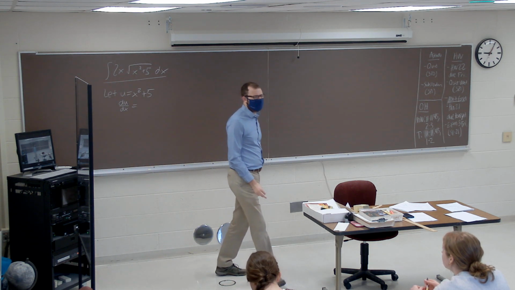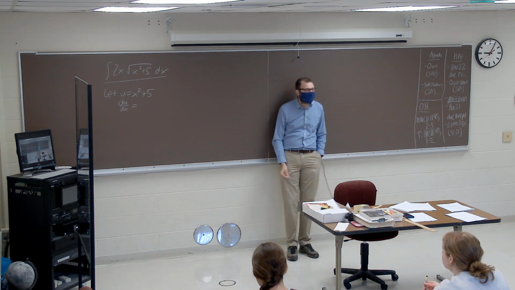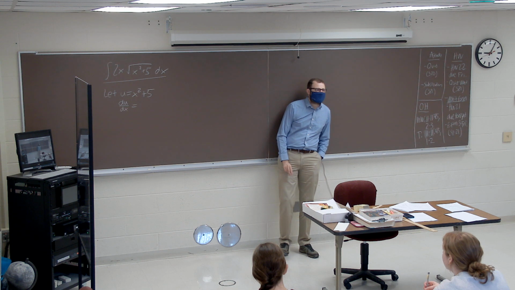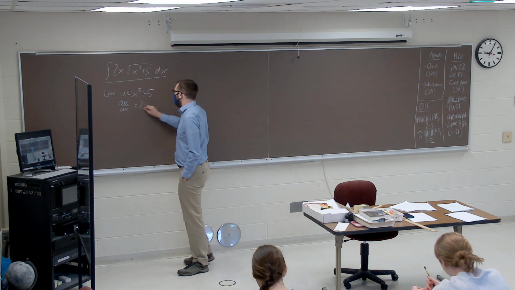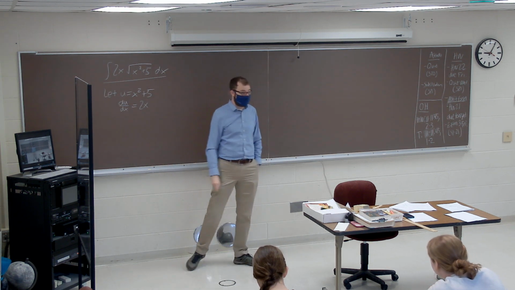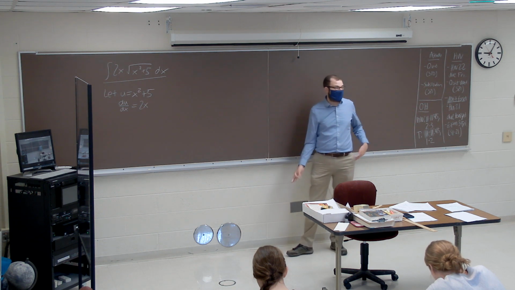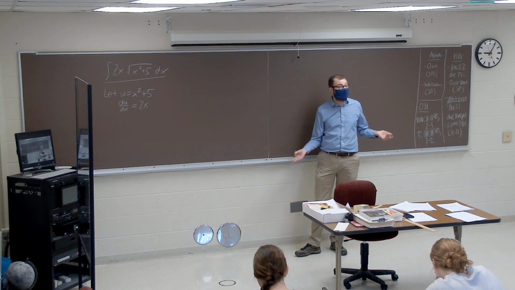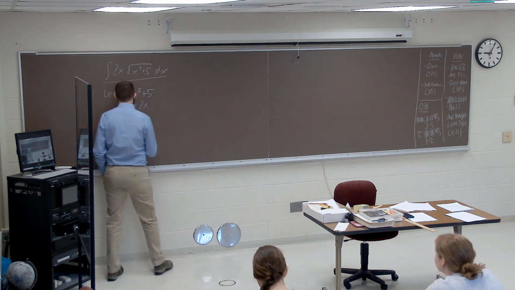If we were to differentiate x squared plus 5 with respect to x, Logan, what would that give us? 2x. Yeah. So here I'm using Leibniz's notation for the derivative. Taking the derivative, you can think of this as being u prime of x, so to speak.